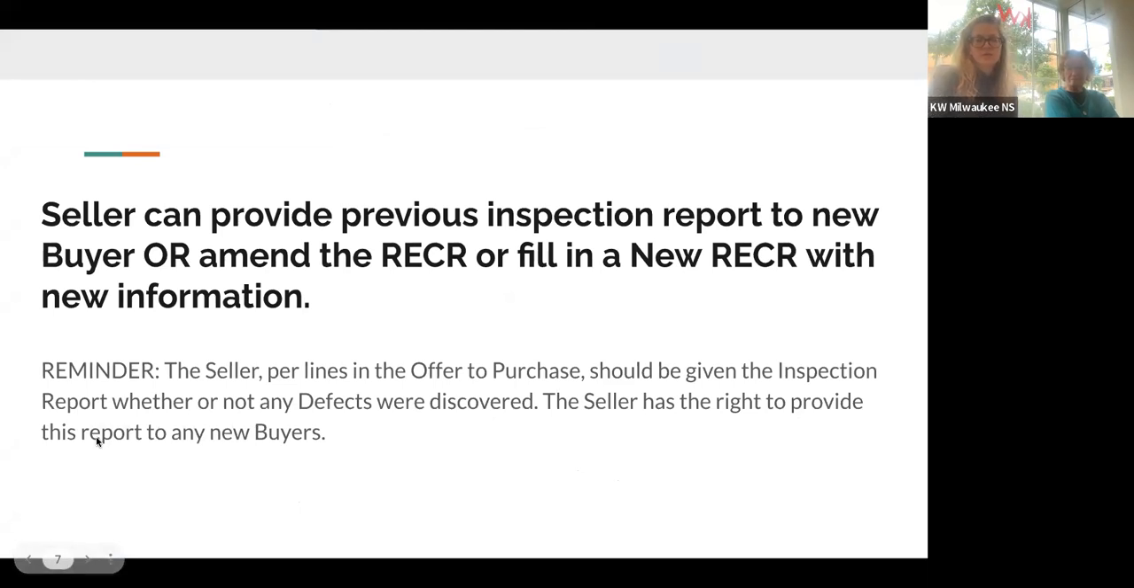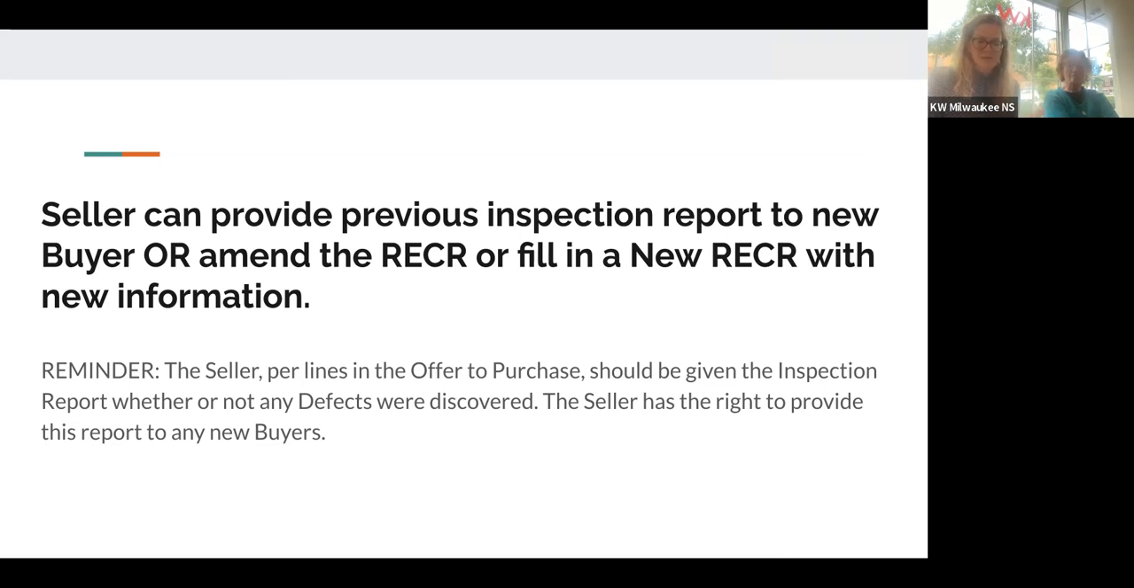The seller can provide a previous inspection report to a new buyer, or fill in a new real estate condition report, or fill in an amendment to the report with the new information. So let's say we are in a transaction and the seller receives an inspection report. Negotiations fail, the buyer walks, and the seller is okay with that. Now the seller has this new information with this inspection report that they were given as part of that first transaction.